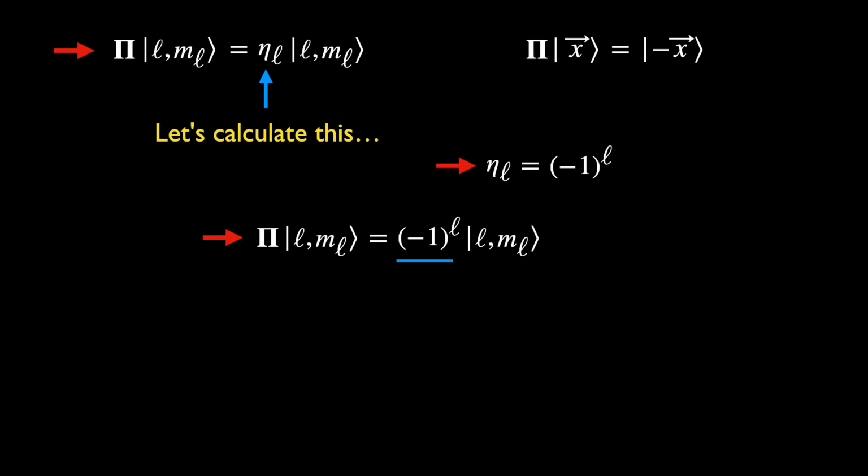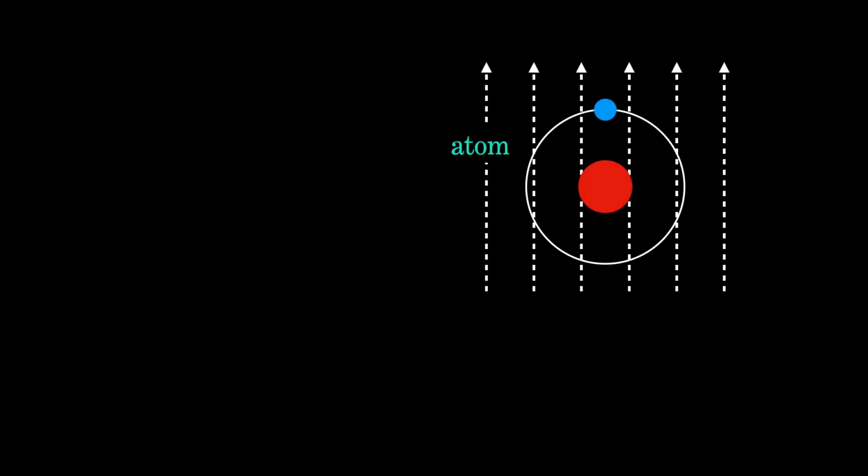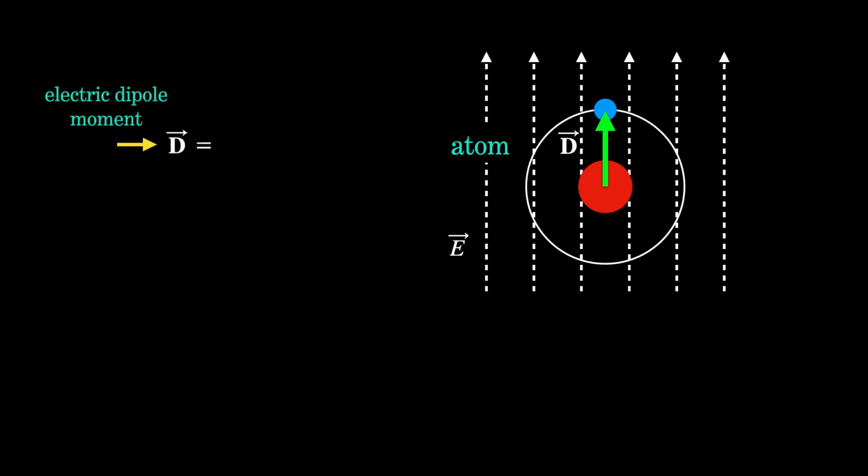Let's go through an example which will illustrate the use of this relation. This is the coupling of an atom to an external electric field through the interaction with its electric dipole moment. The electric dipole moment is the sum of all the positions of the electrons in the atom relative to the positive nucleus, weighted by their charges. Here, only one electron is illustrated.